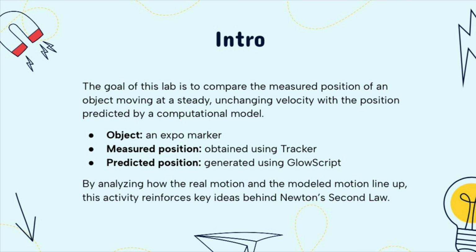In this lab, the object I analyzed was an expo marker sliding across a table. I collected two different types of position data. Measured position. This came from the tracker where I measured the marker's location frame by frame. The predicted position came from a GlowScript model that calculates where the marker should be if it moves at a constant velocity. The purpose of the lab is to compare these two sets of data and see how well the computational model matches the real motion.